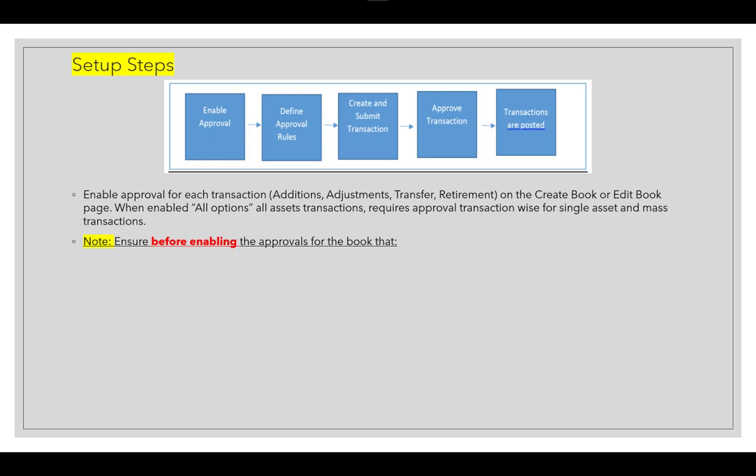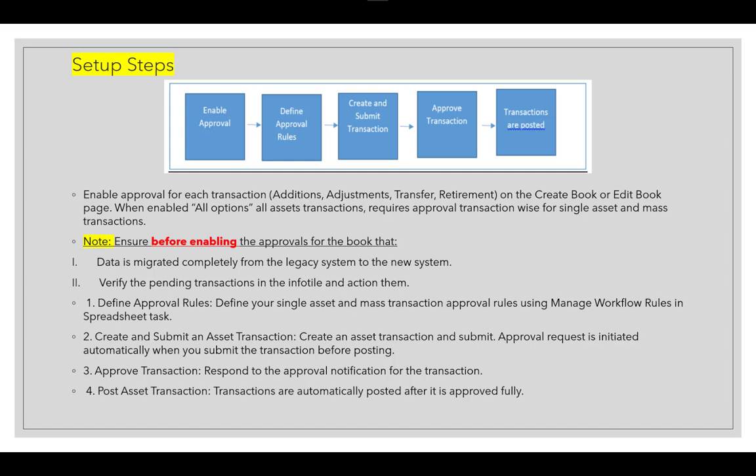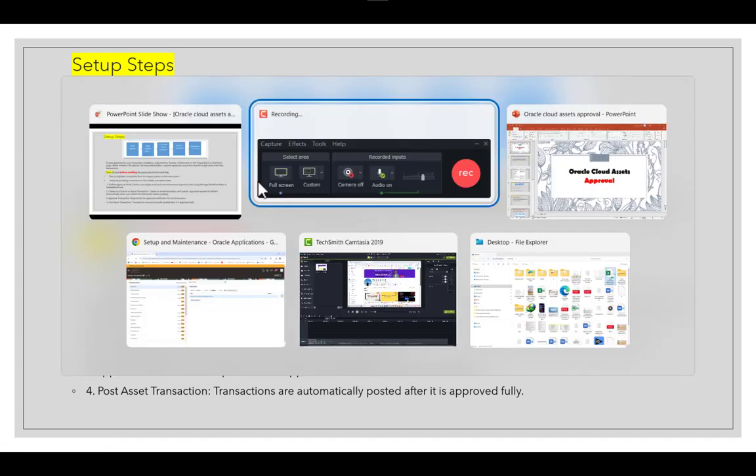Before enabling the approval for the book, ensure that data is migrated completely from the legacy system or any third party or non-Oracle system to the new system, either E-Business, Microsoft, SAP, whatever. Second, verify the pending transactions in the info tile and action them. This is before starting to enable and define approval rules and start to create and submit transactions for approval. These two steps are required before enabling approval. As you see here: define approval rule, create and submit approval, and post. Let's get into the application to show you how to enable the approval.